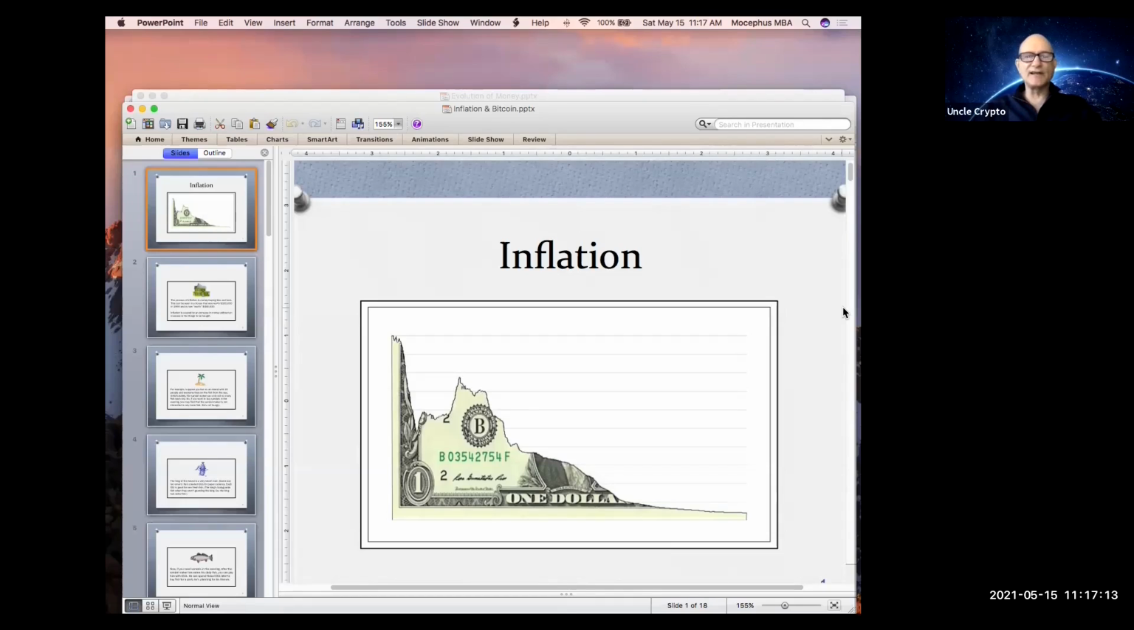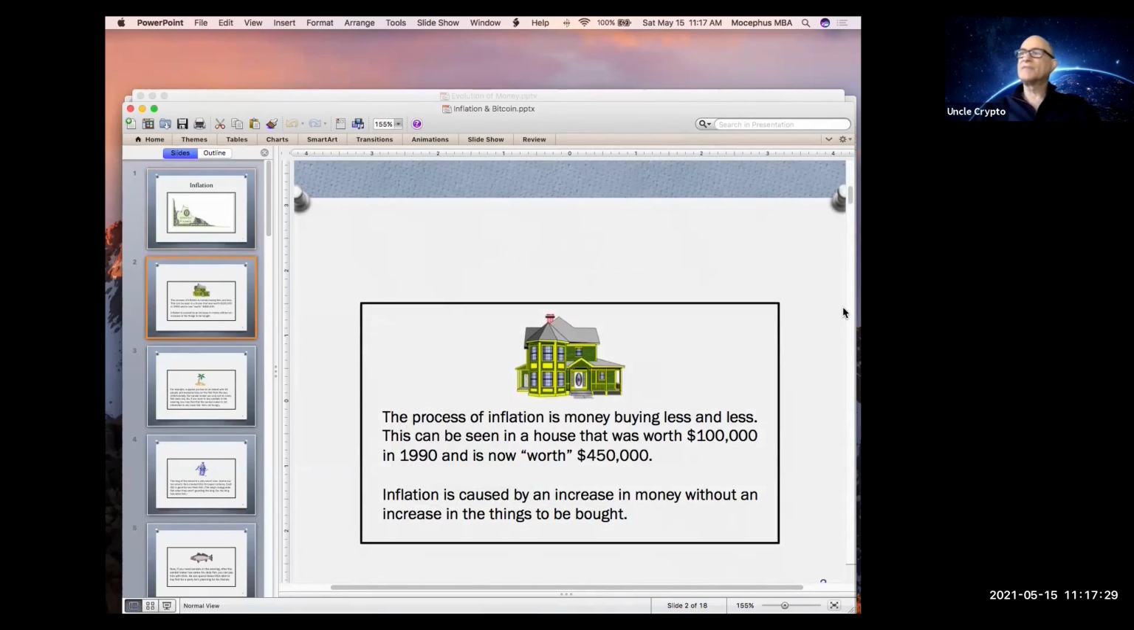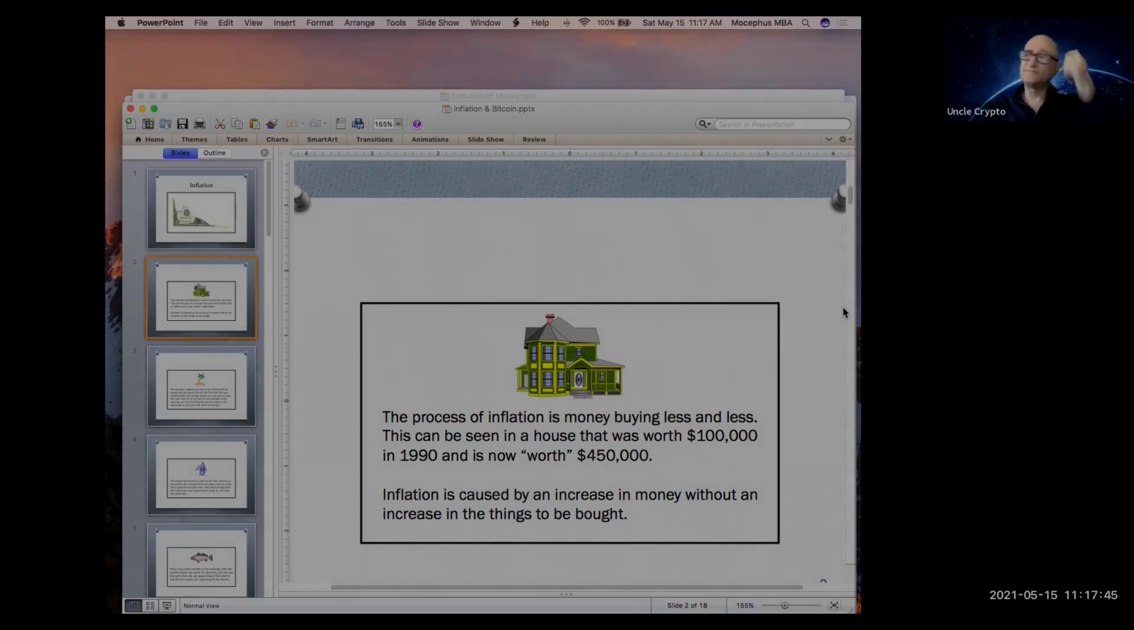But a more useful definition for inflation, which actually pinpoints the cause of the problem, is too much money chasing too little goods. In other words, we have a lot more money, but the same amount of things to buy. So here's an example. This is a house that in 1990 was worth $100,000. And now, 2021, it's worth $450,000. Is there any more house there? No. In fact, the house might be a little worse off because it's now 30 years old. And so inflation's caused by an increase in money.